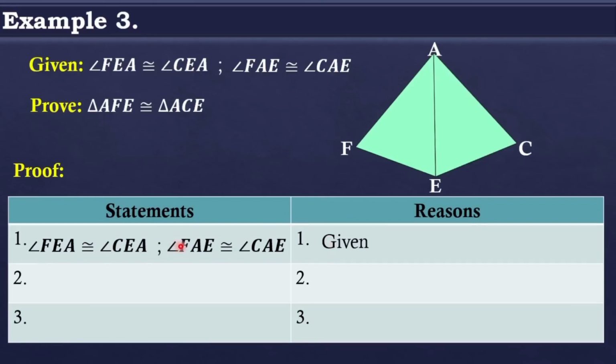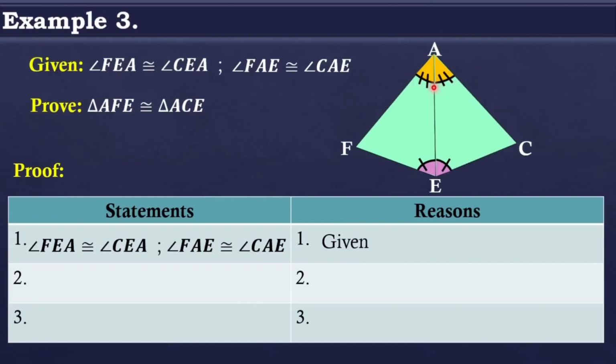Now, kapag meron kang given, sabi ko nga po, i-mark nyo po sa figure ninyo para nakikita nyo na agad kung ano nang meron. So we have angle FEA is congruent to angle CEA. So they are congruent. As you can see, we have the same markings. And then we have angle FAE is congruent to angle CAE. So they are also congruent.